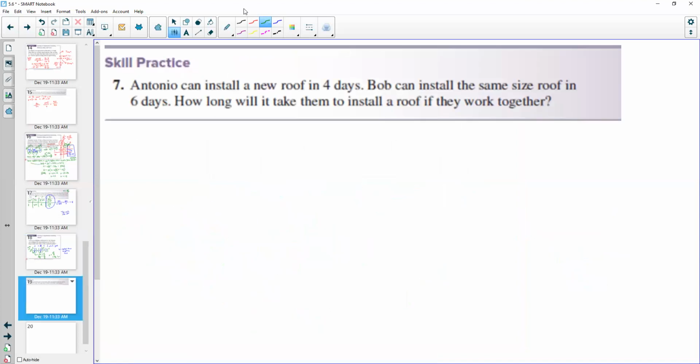All right, let's try another one. Antonio can install a new roof in 4 days. Bob can do the same roof in 6 days. How long will it take if they work together? So it's however Antonio works plus however Bob works, and they're doing one roof. Okay? So x is total time together.